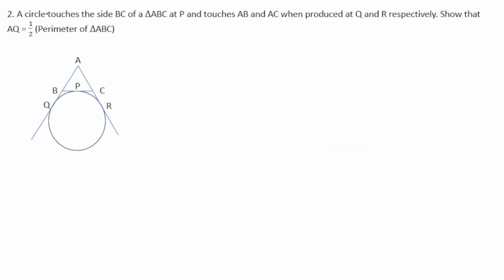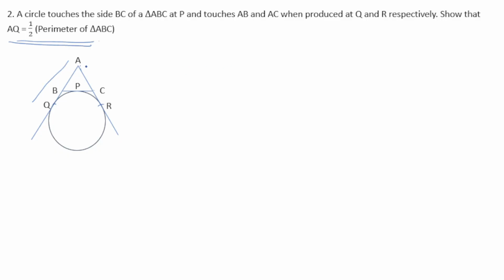Second one, a circle touches the side BC of a triangle ABC at P, and touches AB and AC when produced at Q and R respectively. When AB and AC are produced towards the circle, they meet the circle at Q and R. We have to prove that AQ is equal to half of the perimeter of triangle ABC.